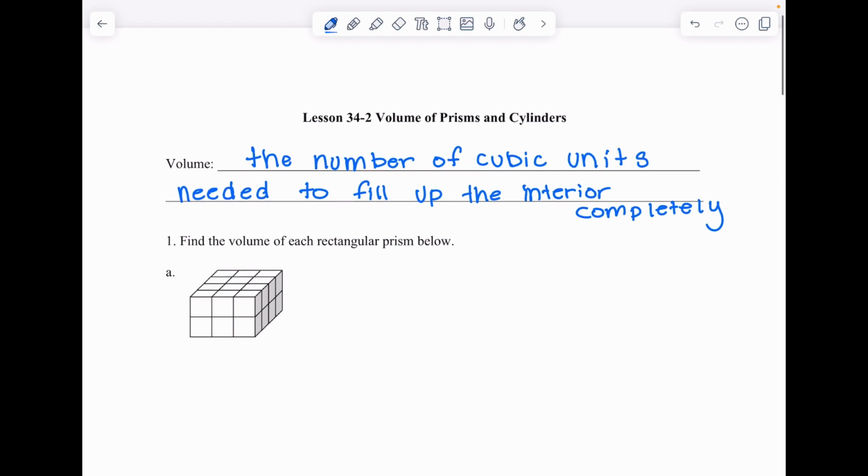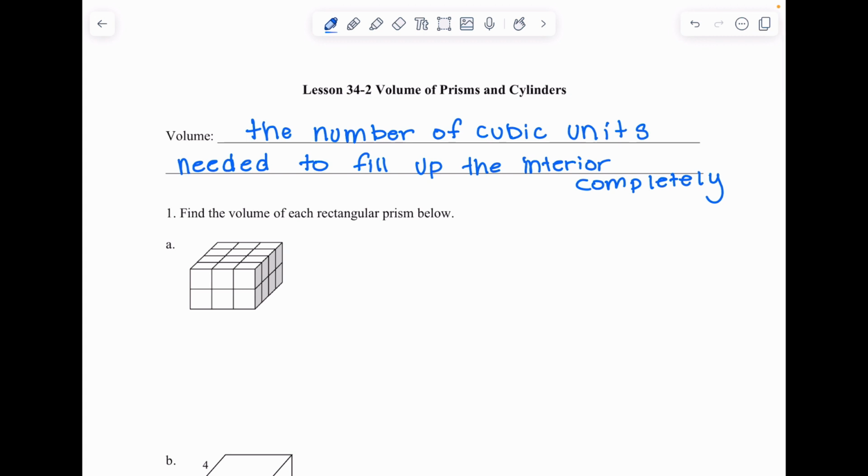So if you look in part A, I have a rectangular prism and I have a bunch of cubes. And I want to know how many of these cubes it is going to take to make up this rectangular prism. And the amount of cubic units will be my volume.